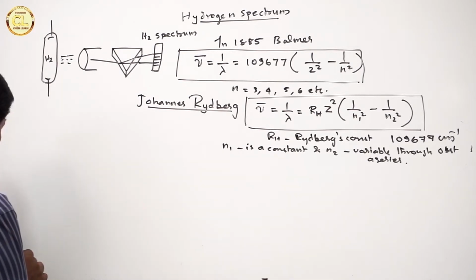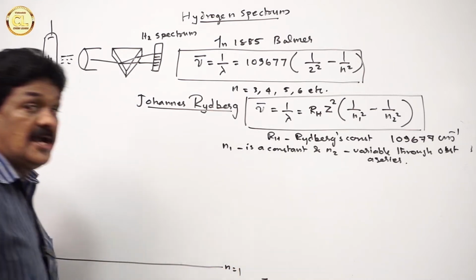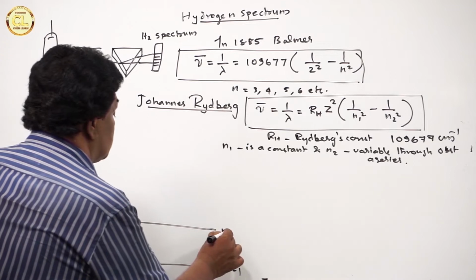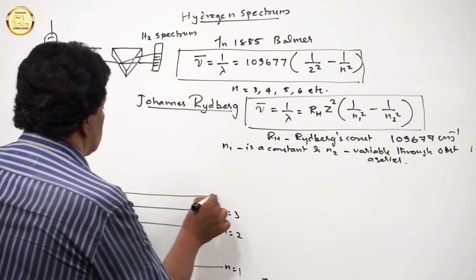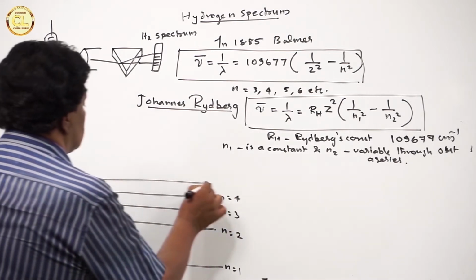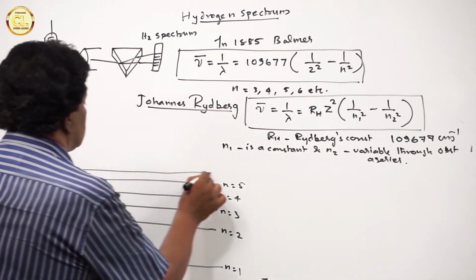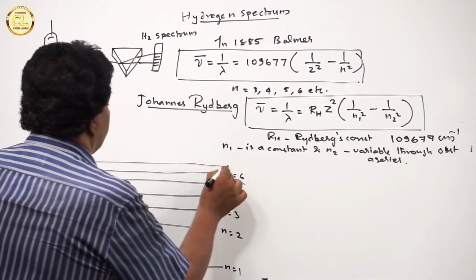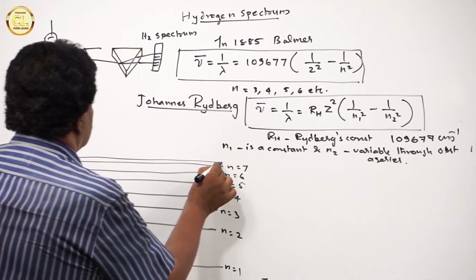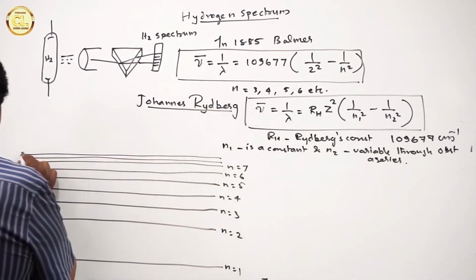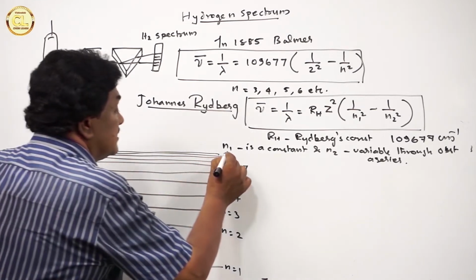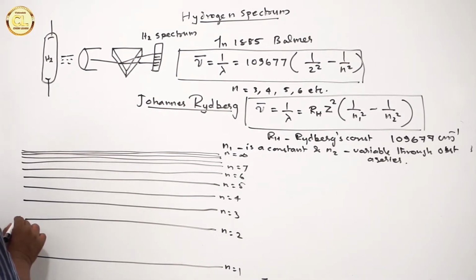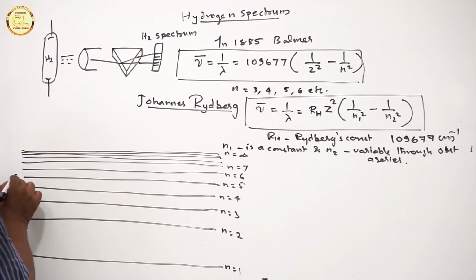Different energy levels of the hydrogen atom can be drawn as follows. n equals 1, n equals 2, n equals 3, n equals 4, n equals 5, n equals 6, 7, 8, say n equals infinity. These are E1, E2, E3, E4, E5, E6, E7 and so on.